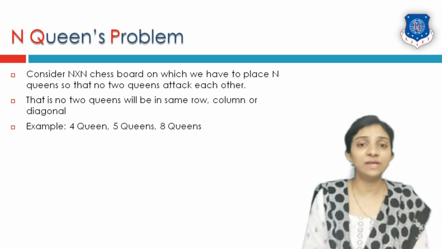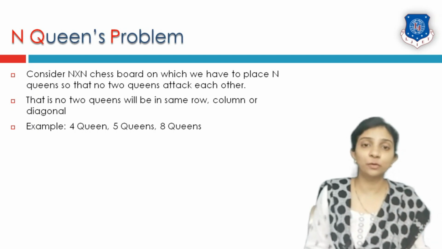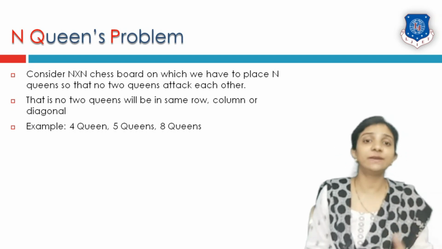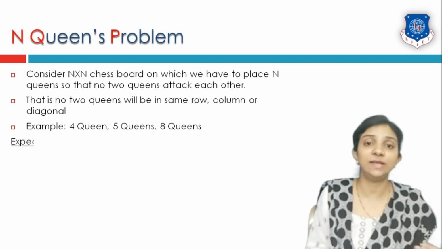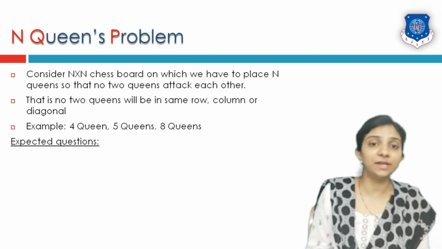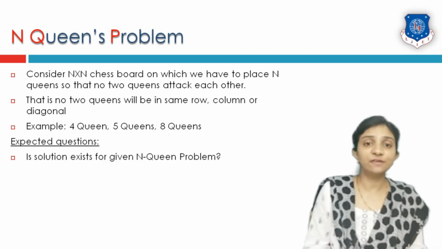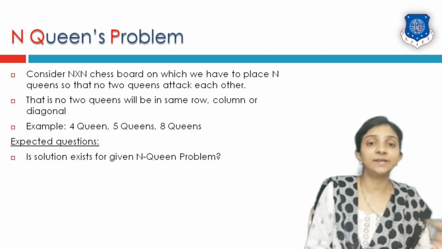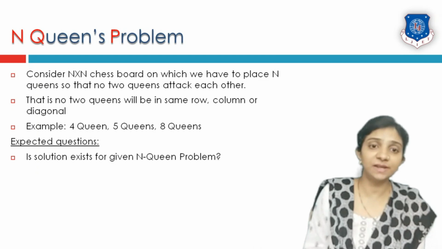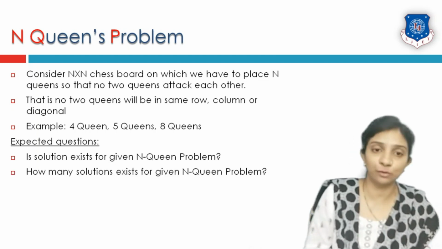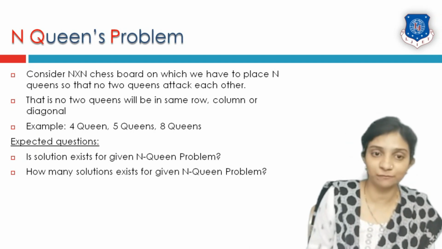Now this NQueens problem can be solved for 4 queens, 5 queens, 6, 7, 8, 9, 16, any number of queens. That's why it is named NQueens problem. So an expected question for any n queen problem is: does a solution exist for a particular queen problem? Say when I say it is 3 queen problem, is there any solution for the given 3 queen problem? Yes or no? So that is a decision type of question.